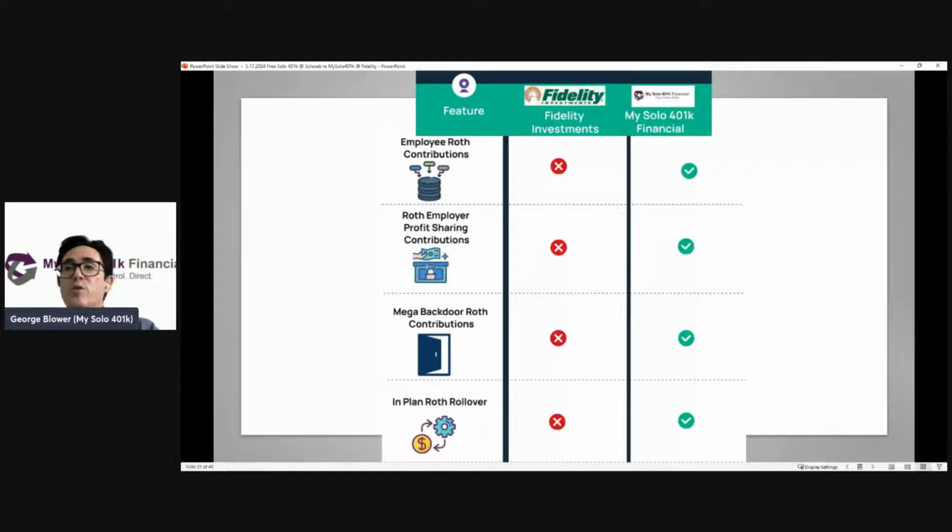Employee Roth contributions. Fidelity's plan doesn't allow for any type of Roth contributions. It doesn't allow for employee. It doesn't allow for employer. It doesn't allow for mega backdoor Roth. It doesn't allow for in-plan Roth conversions, like we were talking about with the pre-tax to Roth conversion. Whereas our plan does, right? It allows for all of the above.